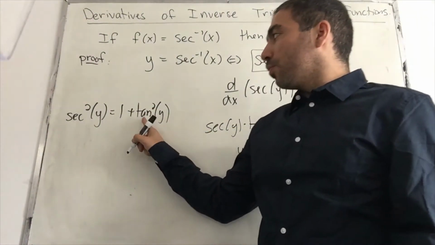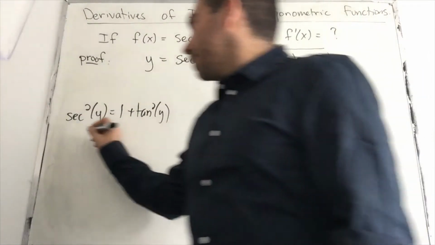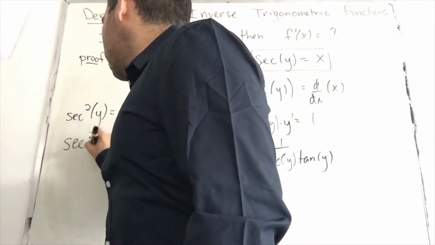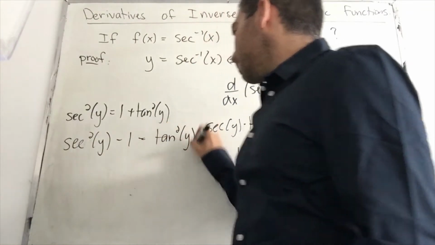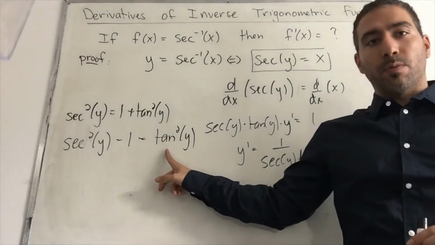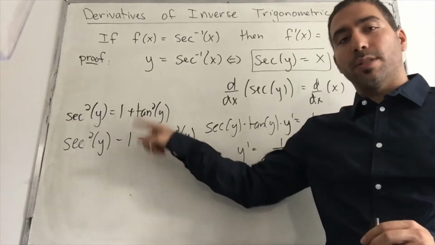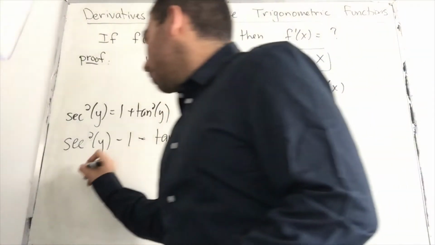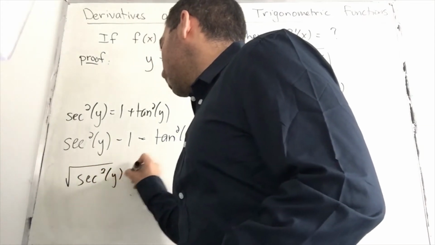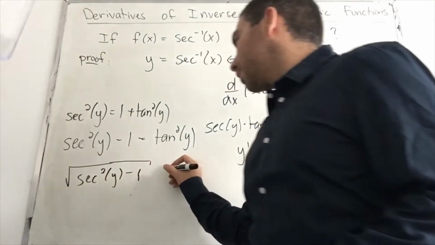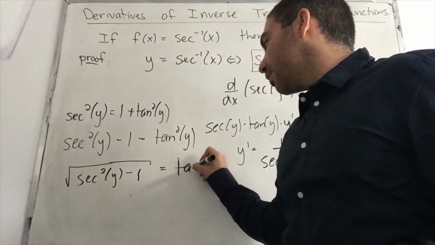So we're going to start off by bringing the 1 over, so we're going to get secant squared y minus 1 equals tan squared. And lastly, to isolate for tan of y, we're going to square root both sides. So we get square root of secant squared y minus 1, and that's equal to tan of y.